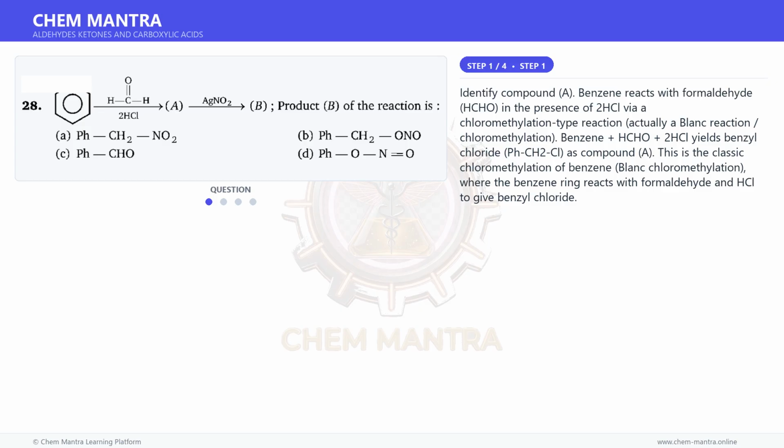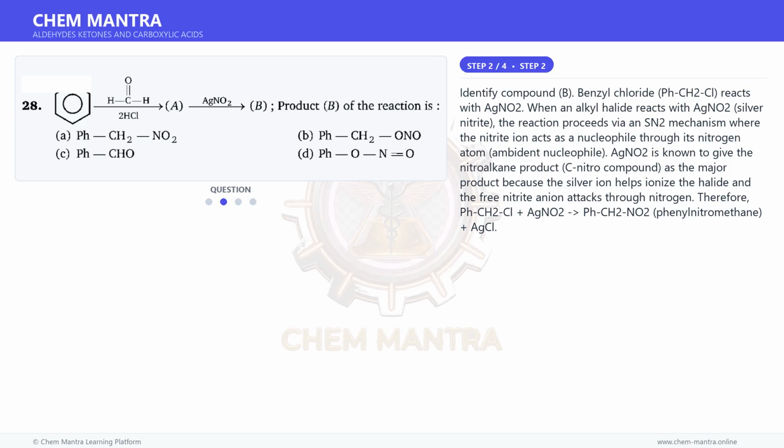Identify compound A. Benzene reacts with formaldehyde, HCHO, in the presence of 2HCl via a chloromethylation reaction. Benzene plus HCHO plus 2HCl yields benzyl chloride, PhCH2Cl, as compound A. This is the classic chloromethylation of benzene, where the benzene ring reacts with formaldehyde and HCl to give benzyl chloride. Moving on to the next step.